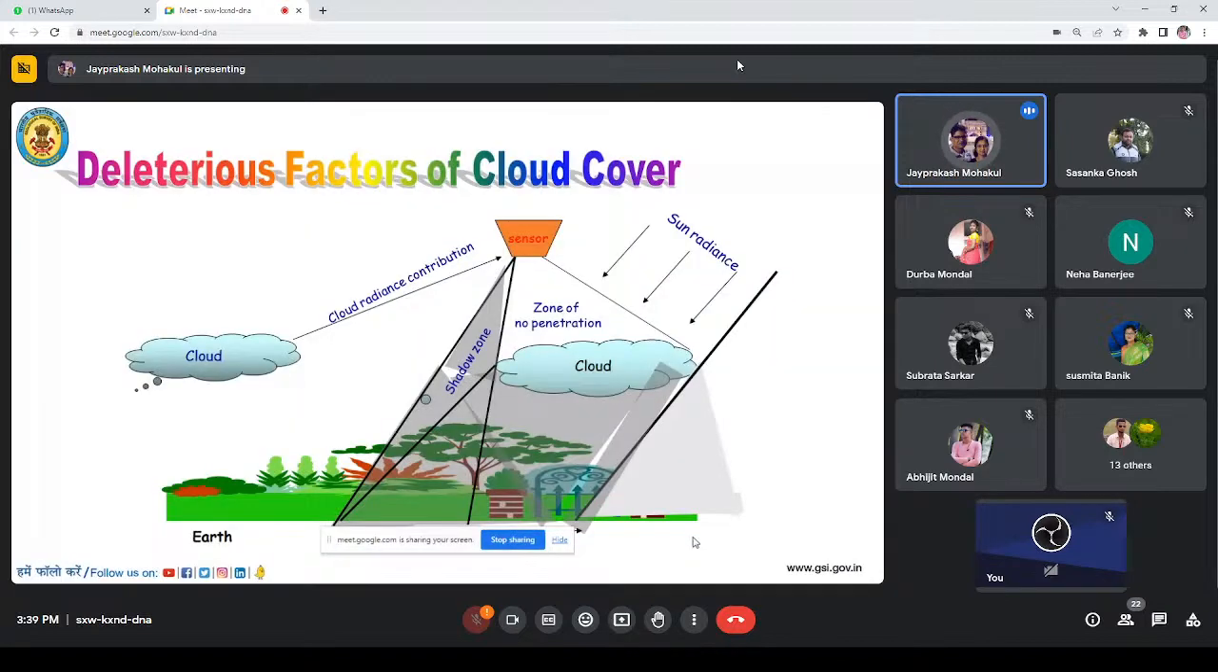This is where we left off, if you remember. It's about the deleterious factors of cloud cover.